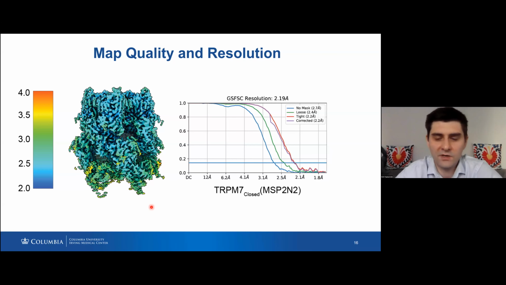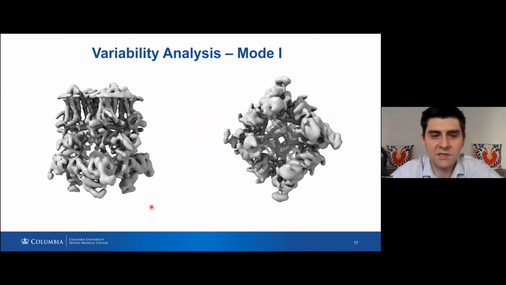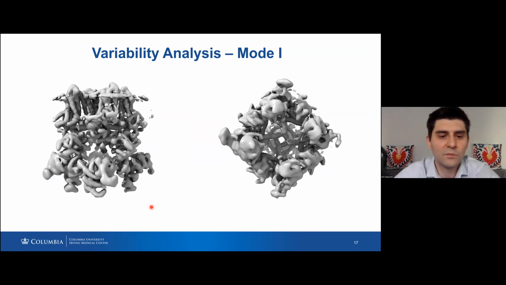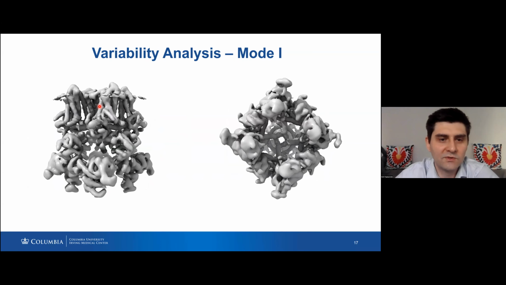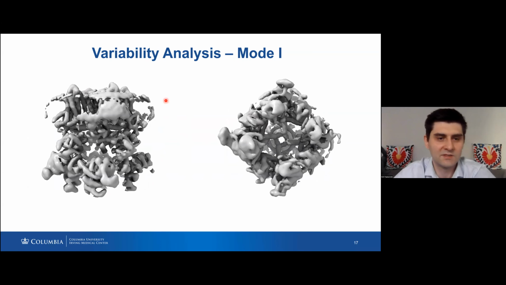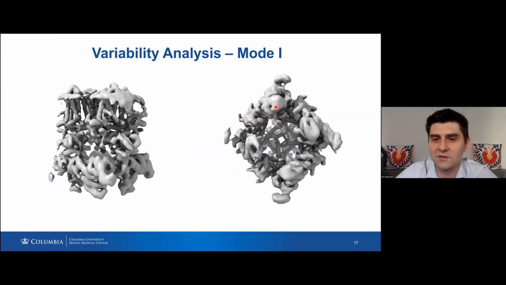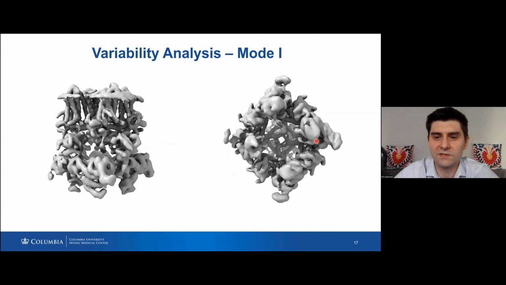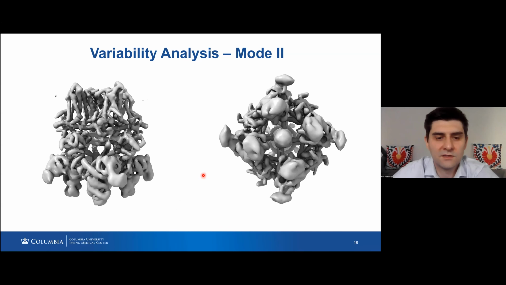So why is it happening? When we run variability analysis in cryoSPARC, we can see a lot of movements in the lower part of the channel. If you disregard the micelle flickering back and forth, you can see that the transmembrane domain of the channel stays intact, so it is not affected at all, but the lower part of the channel actually moves a lot. You can see this flickering between 2 diamond shapes of the lower part. This is the bottom view of the channel, and this is one mode. And this is an example of another mode from variability analysis from cryoSPARC.